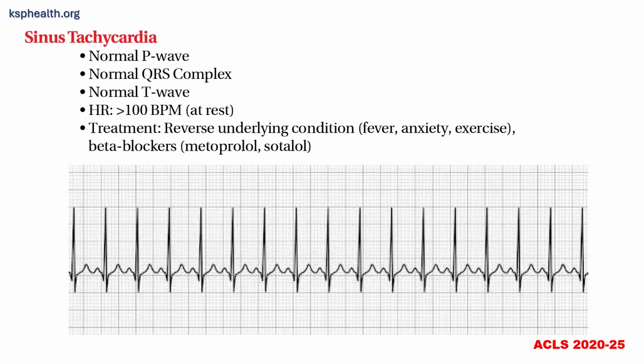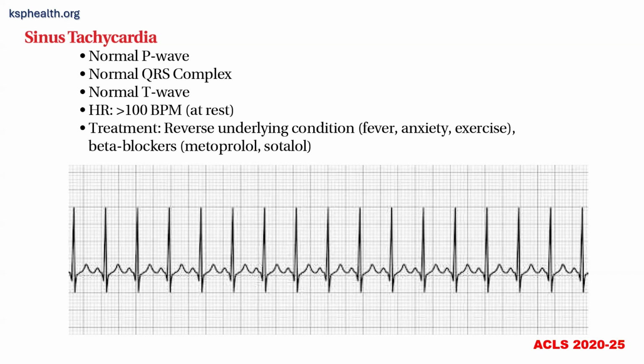Sinus tachycardia. They will have a normal P wave, normal QRS complex, normal T wave. The heart rate will be more than 100 beats per minute at rest. When I say the heart rate, less than 60 beats or more than 100 beats, it is for adults. In children, the numbers are different. We are going to discuss that in pediatric advanced life support later on in our seminars.